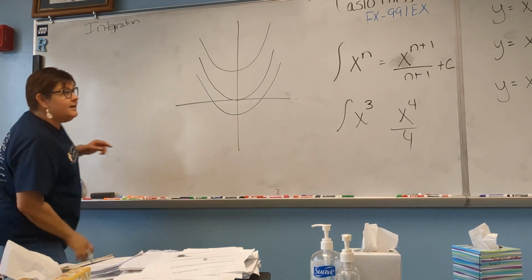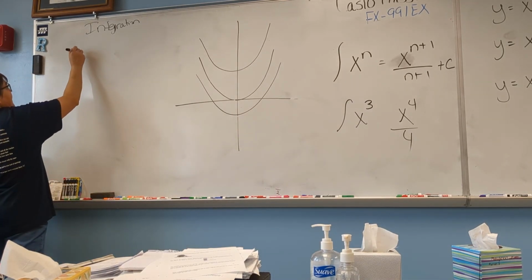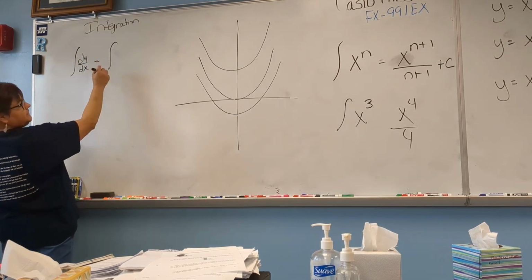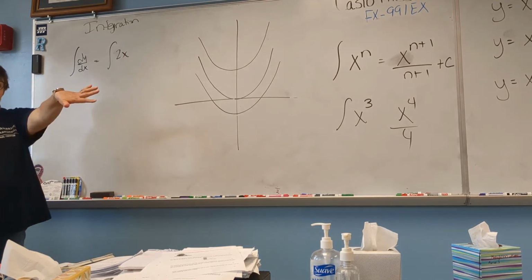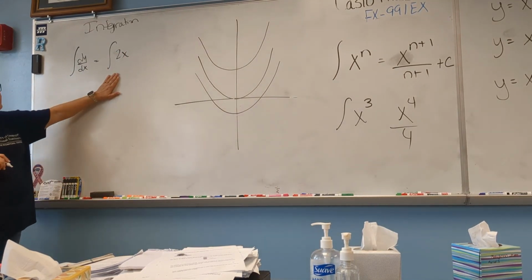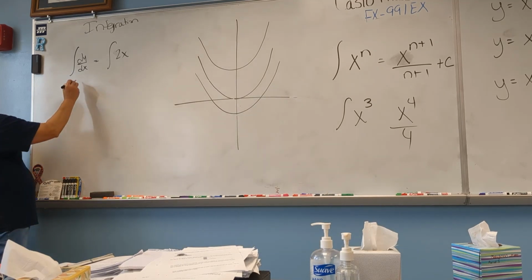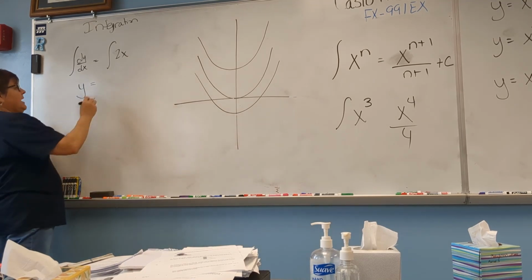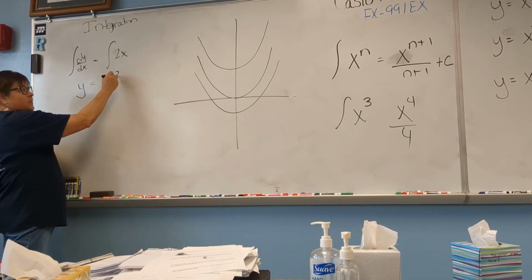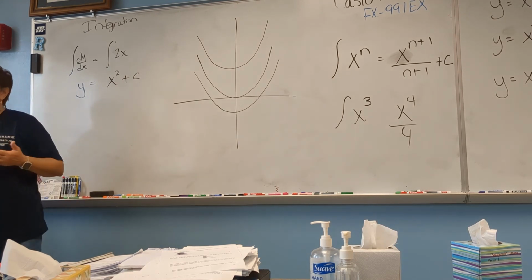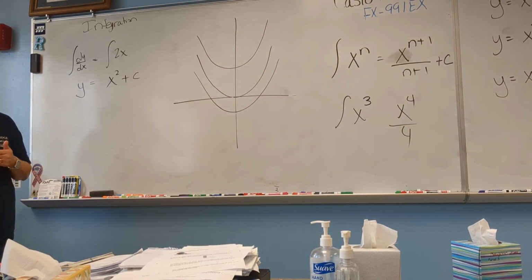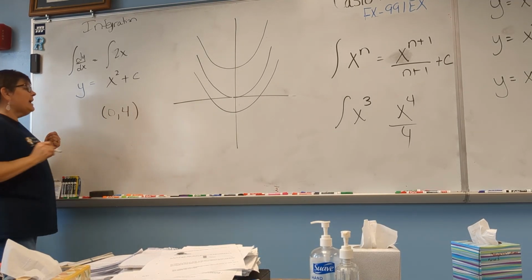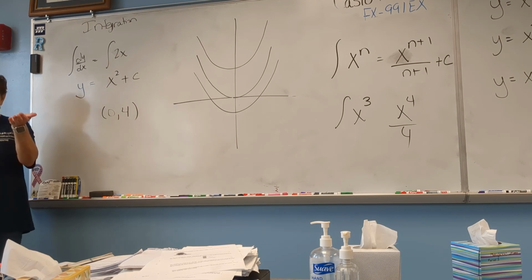Okay, so let's just start with the integral of dy dx equals the integral of 2x, okay? We just did it, so it's not a surprise. What do I get when I do this particular integral? I get y equals, and what would this guy be? X squared, and now that I know that I'm not certain where it's located, I'm going to put +c. And then what's going to happen is I'm going to say, in this particular instance, my graph actually went through the ordered pair 0, 4.